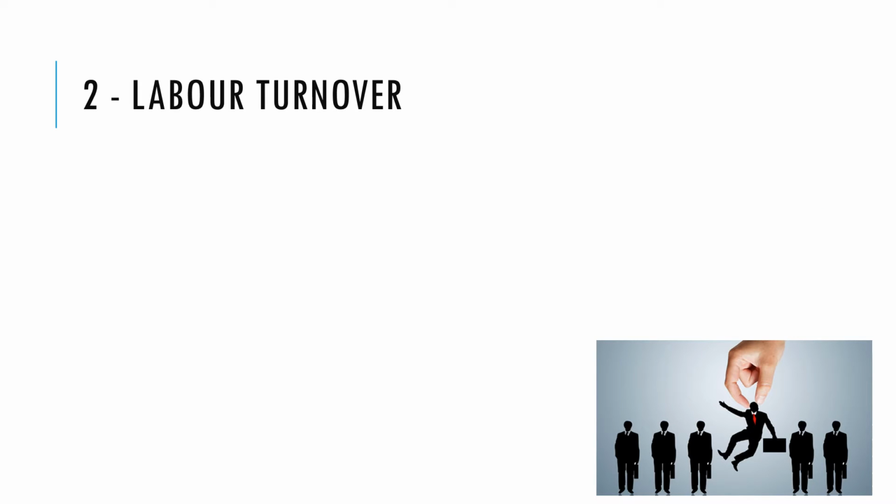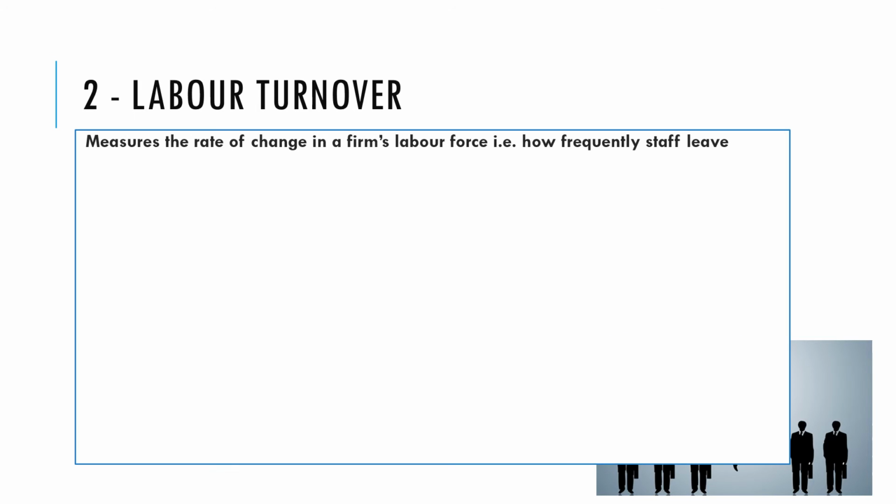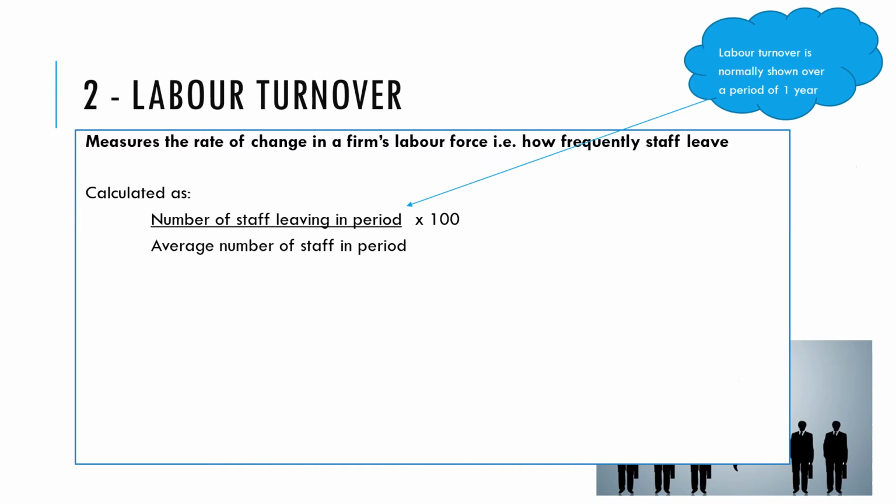Okay, let's move on to our second measure of workforce performance, which is to do with labor turnover. So this measures the rate of change in a firm's labor force, the size of the labor force, by looking at how frequently staff leave. And we calculate this as follows. It is the number of staff leaving in a certain time period divided by the average number of staff the business had in that period times 100.